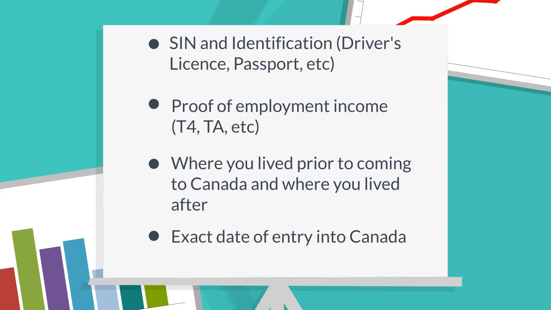On top of that, you'll want to make sure you bring identification like your driver's license or passport, proof of all the income you've earned before you entered Canada that year, as well as any Canadian-sourced income. And for convenience, make sure you bring all of your immigration documents. You'll need to be able to provide your exact entry date to Canada, as well as all of your address information before you entered Canada and the various addresses you might have lived at while you've been in the country.